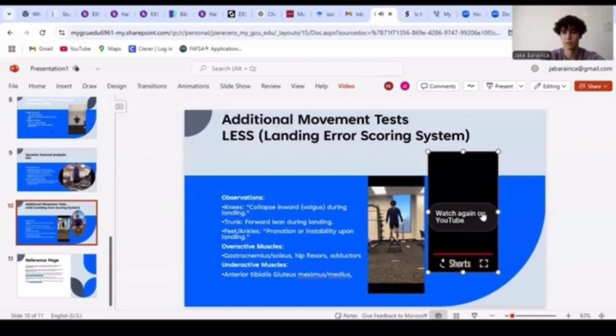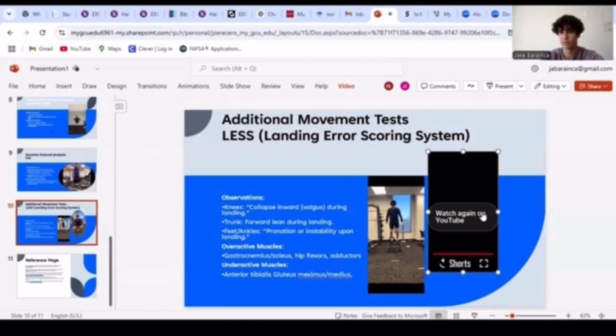Okay, so as you could see, some of the compensations that I was making for this test are that my knees would cave in a little bit, which you could see from that anterior angle. Another one is that I was leaning forward after landing after the second jump back to the ground. I had some excessive forward lean. And then you could tell that there was some instability upon landing at my feet and ankle joints.